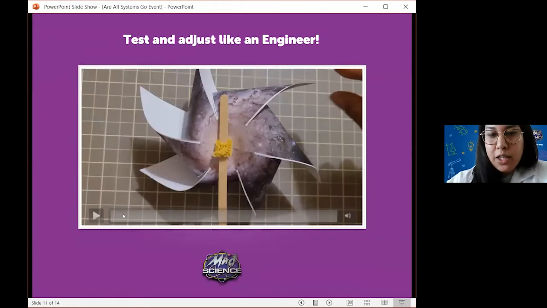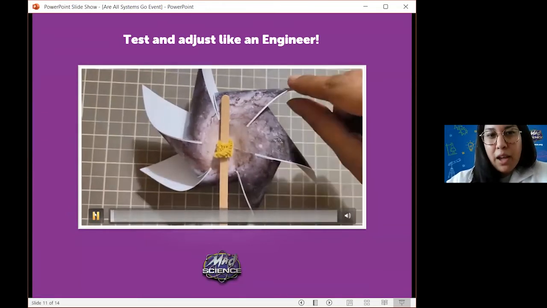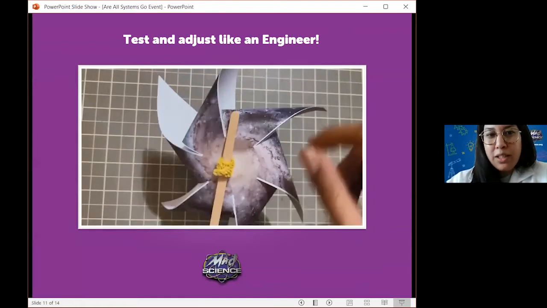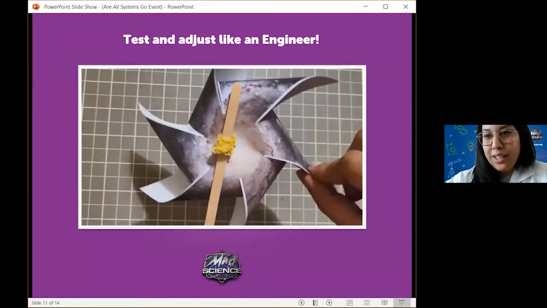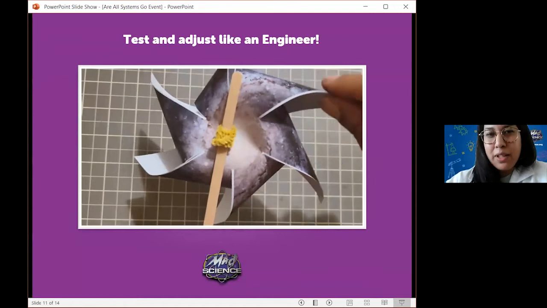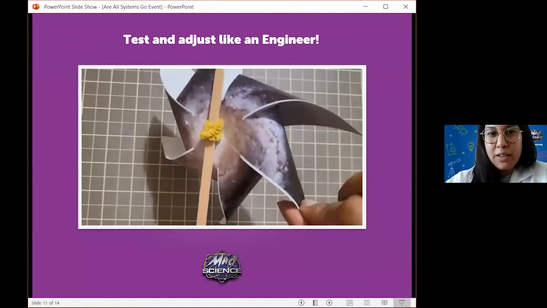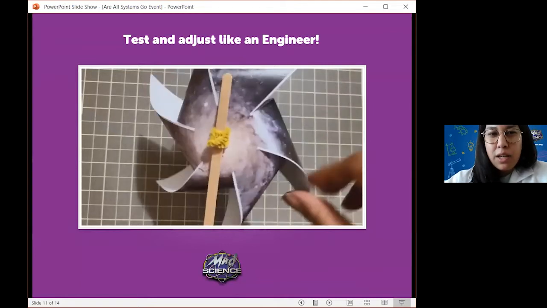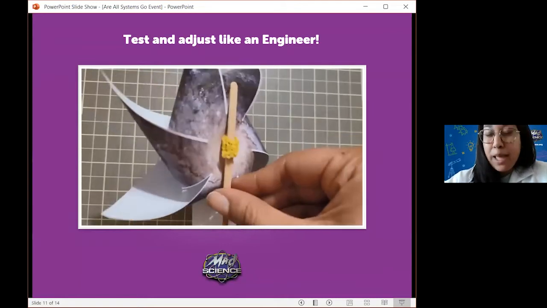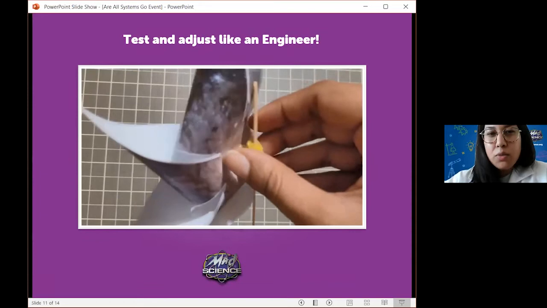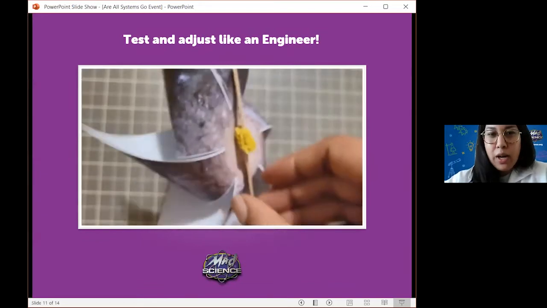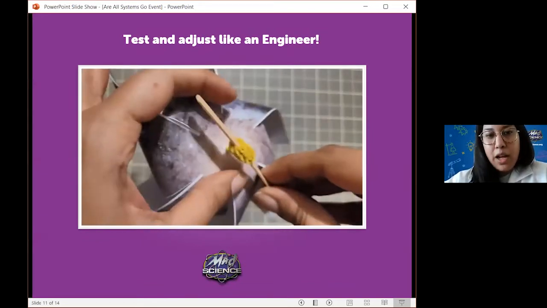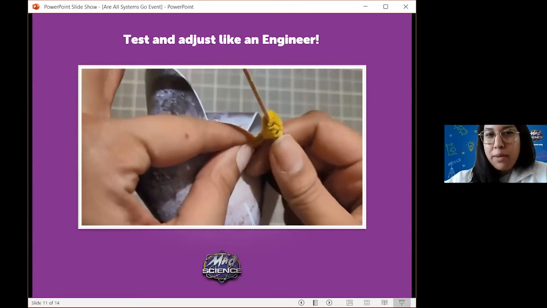Now here's what happened to me. I thought my pinwheel was done. But when I tried to move my pinwheel, it was not working. So I had to look at my pinwheel and say, hey, what's the problem? Why isn't it working? What happened was my popsicle stick was too close to my paper pinwheel and all of the folds were getting caught. So what I did for my problem is I just undid some of the pipe cleaner so that there would be more space.